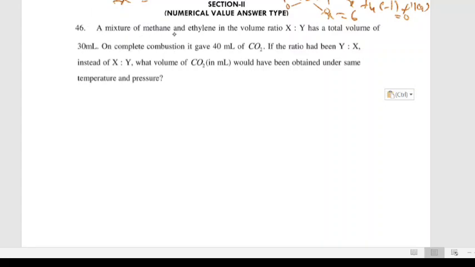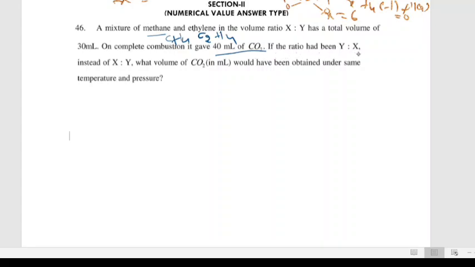A mixture of methane and ethylene in the volume ratio X is to Y has a total volume of 30 ml. So methane, nothing but CH4, ethylene, nothing but C2H4. They have the total volume of 30 ml in the X is to Y ratio. On complete combustion, it gave 40 ml of CO2.